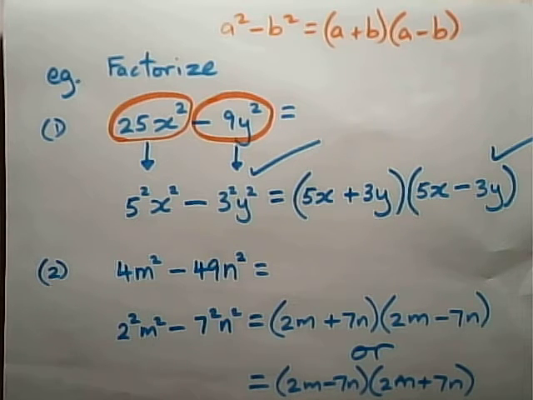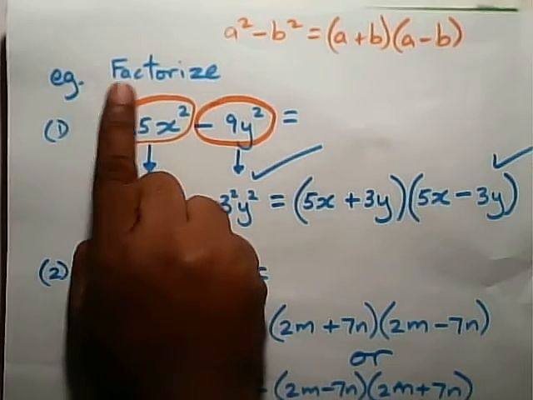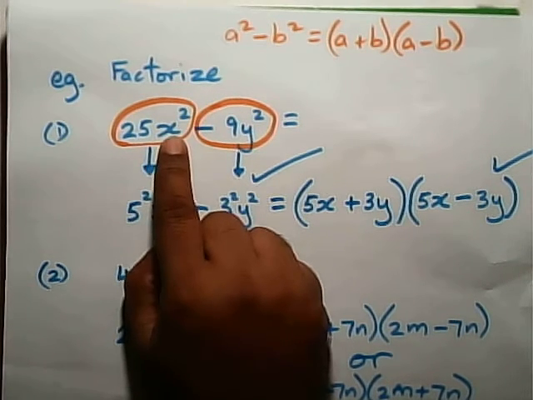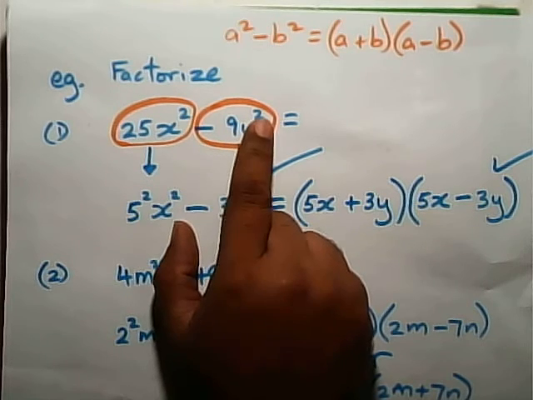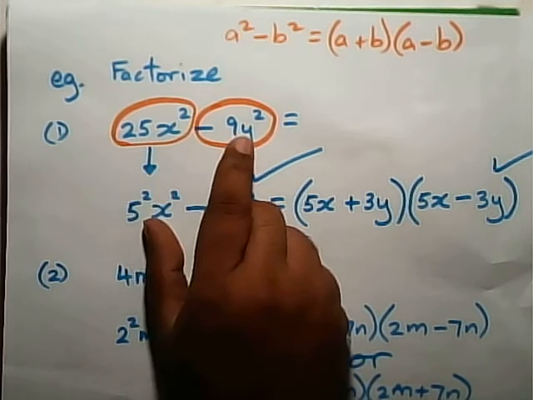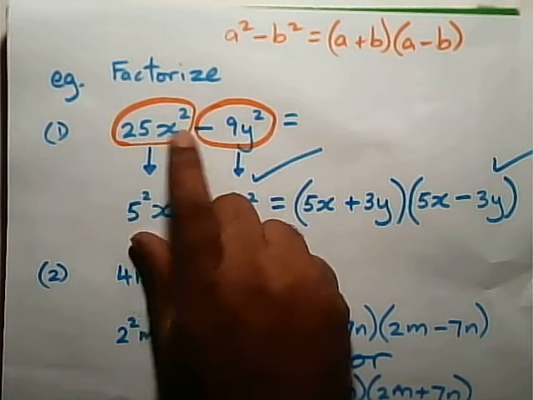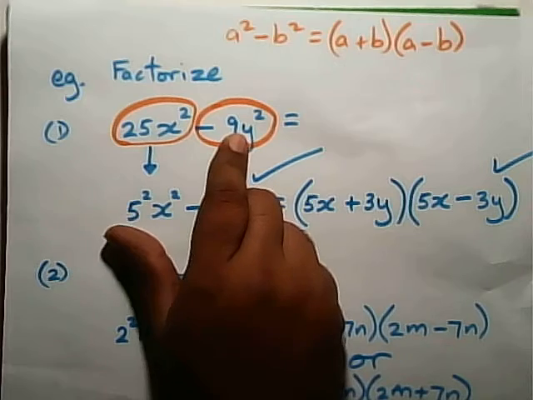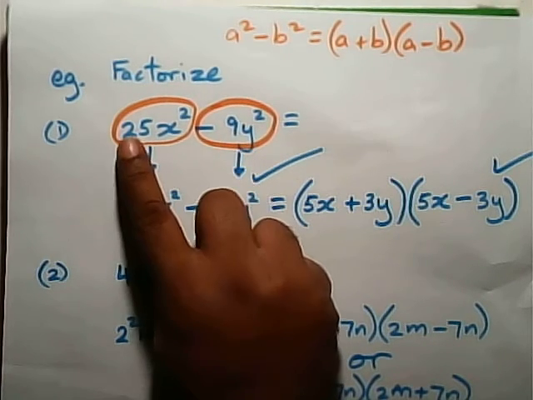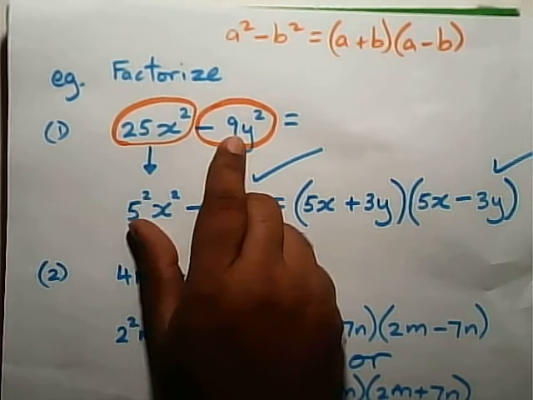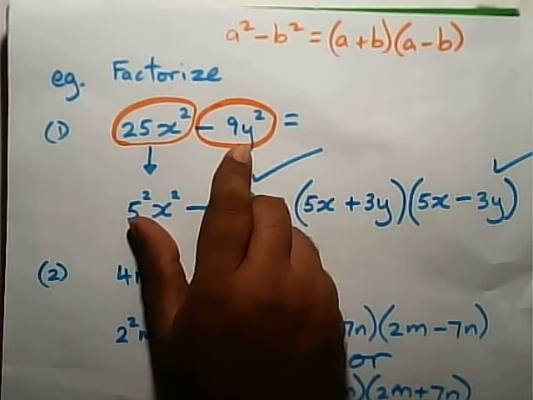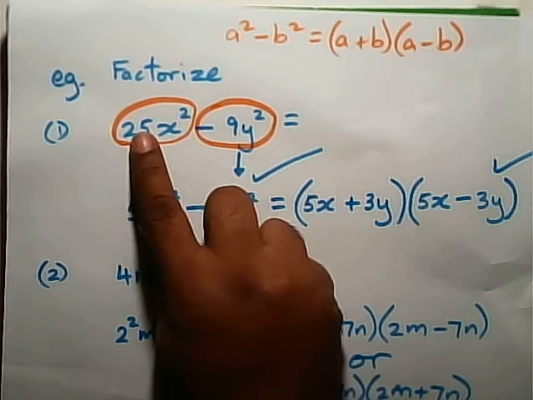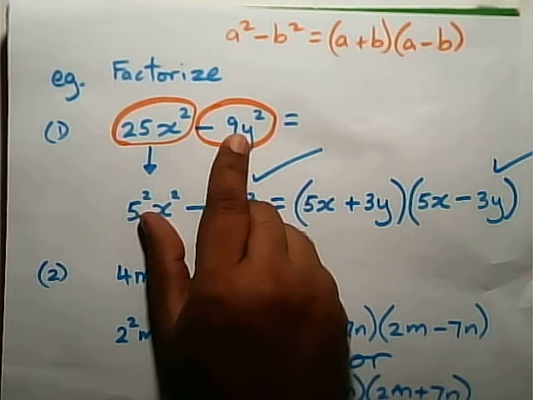Okay, here's the example. If you get a question saying factorize 25x squared, take away 9y squared. Do they have anything in common that could be divided? 25 and 9? No, they both can't be divided by 2. Can they be divided by 3? This could, but not that. So they can't both be divided by 3. Can they be divided by 4? Nope. By 5? This could be divided by 5, but not this. There's no number that both terms could be divided by.